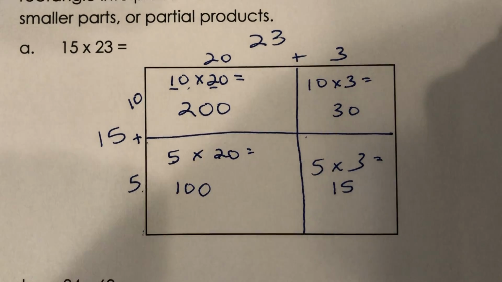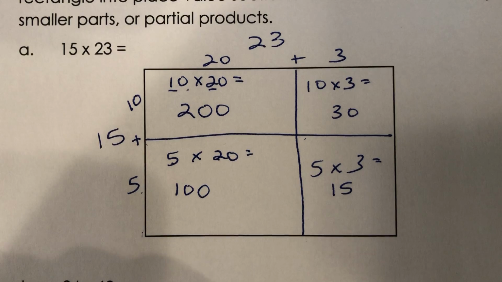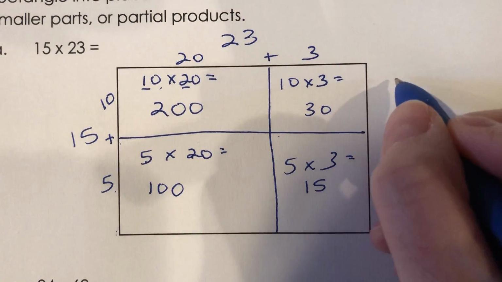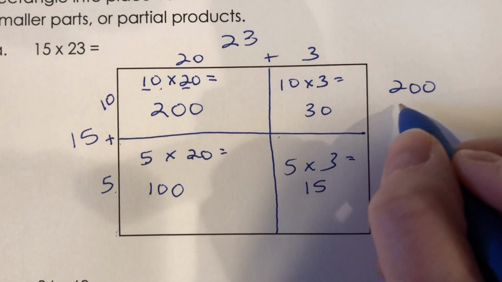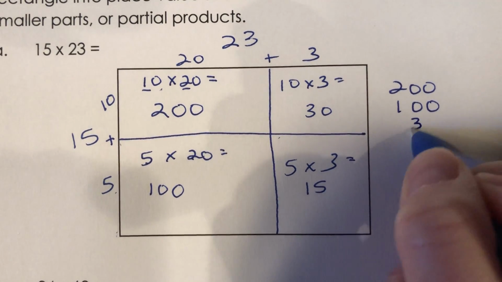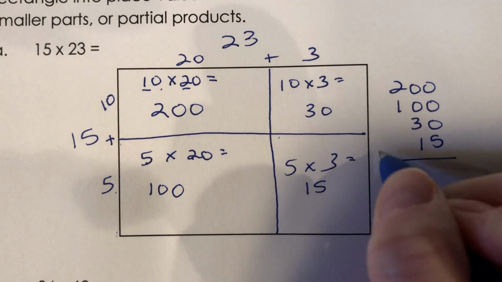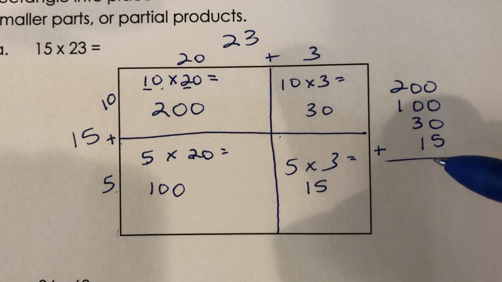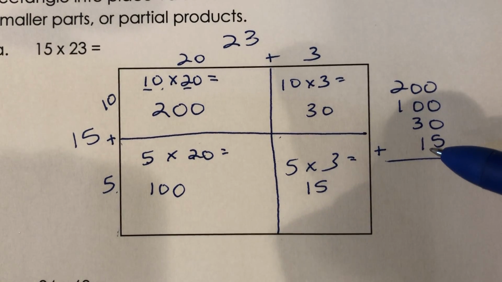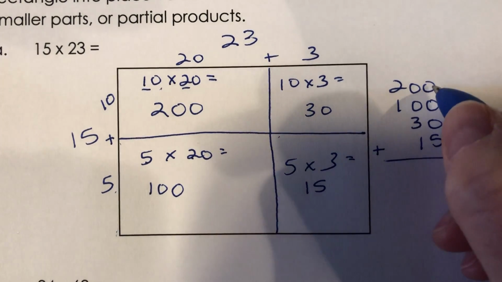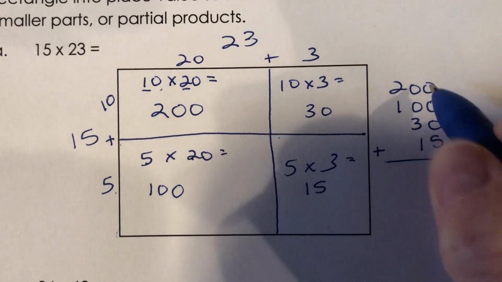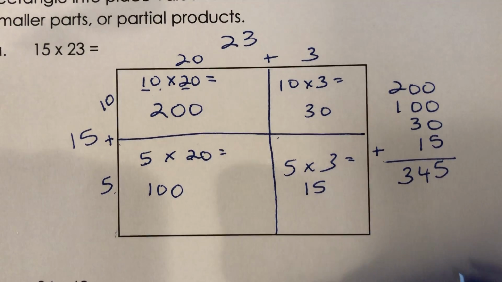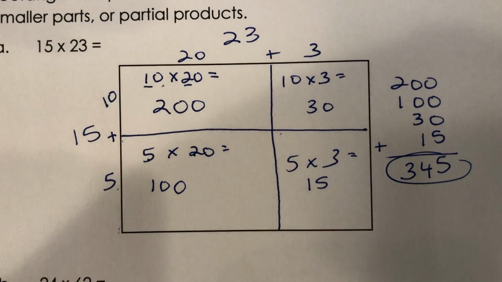All right. Now, to find the answer to the whole thing, you just need to add these 4 values together. So we have 200 plus 100 plus 30 plus 15. And please keep in mind, you can write those in any order that you want, because when you add numbers, the order doesn't matter, right? You'll get the same sum at the end. So 0, 0, 0, 5 is 5. 0, 0, 3 plus 1 is 4. And 2 plus 1 is 3. So 345 is your answer.